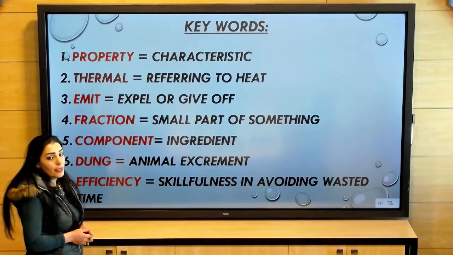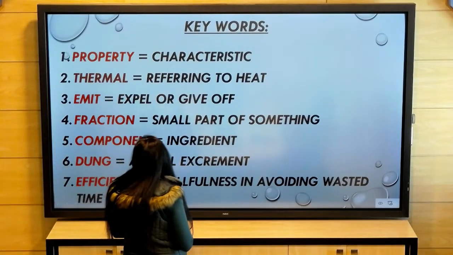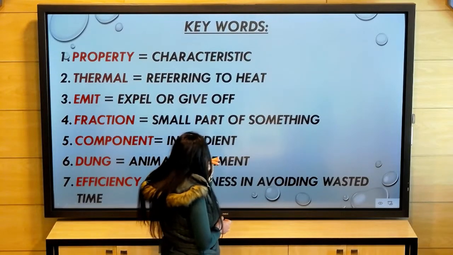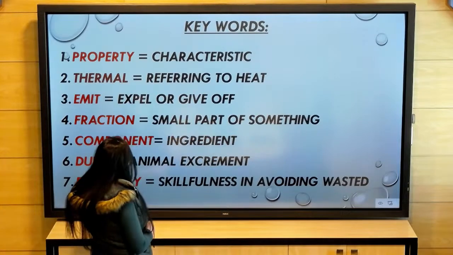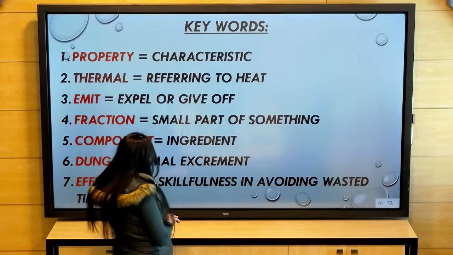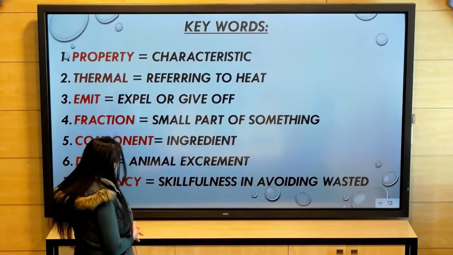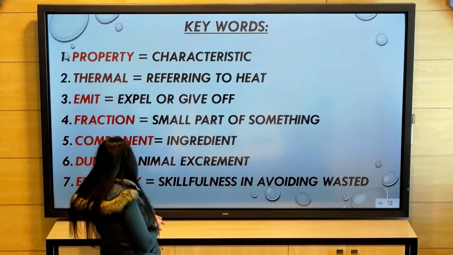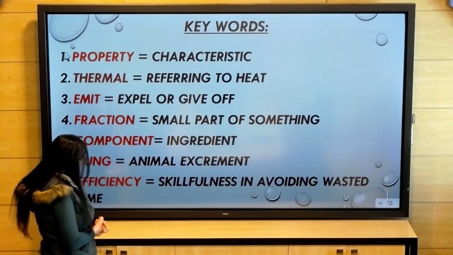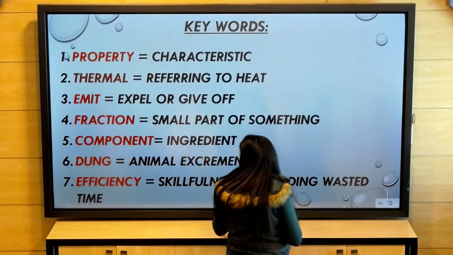Keywords of this lesson. Number 1, property means characteristic. Thermal, referring to heat. Emit means expel or give off. Fraction, small part of something. Component, it's an ingredient. Dung, animal excrement. And efficiency, skillfulness in avoiding wasted time.